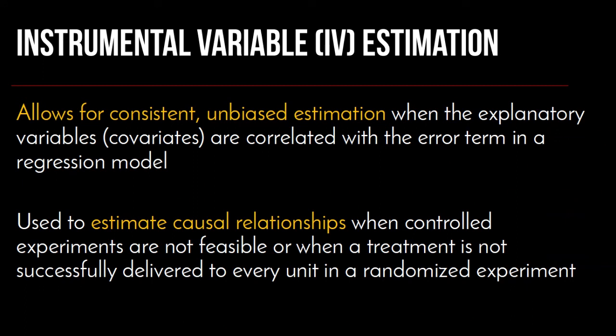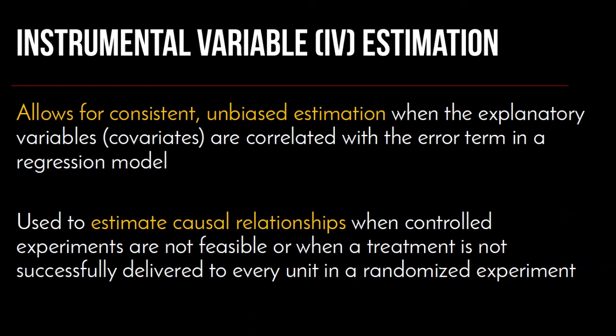So instrumental variables allow us to have consistent, unbiased estimations of those explanatory variables or risk factors, especially if the risk factor is correlated with the error term in the regression model. If the risk factor is correlated with the error term, then the parameter estimate for that risk factor, how much risk there is for predicting the outcome, is going to be biased because of that correlation with the error term.